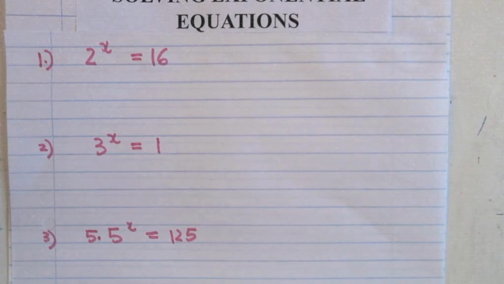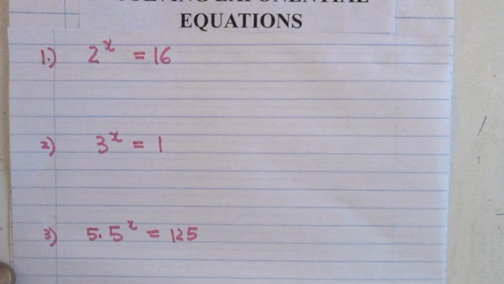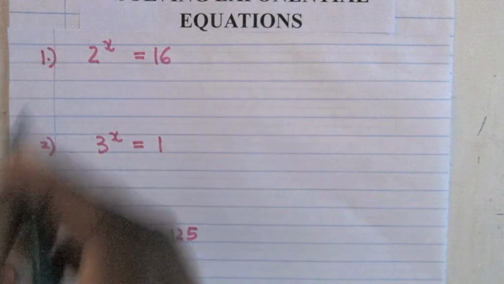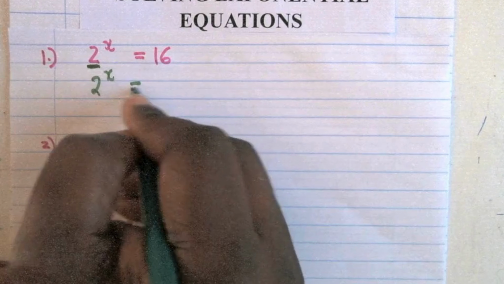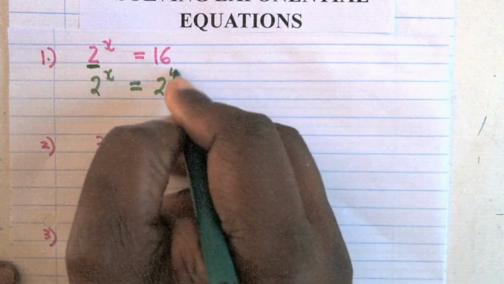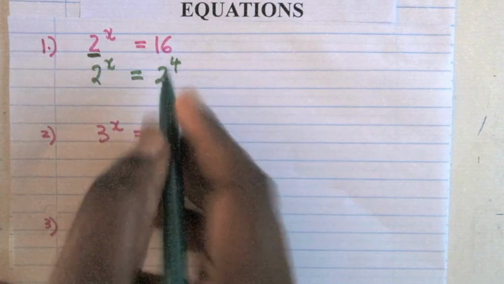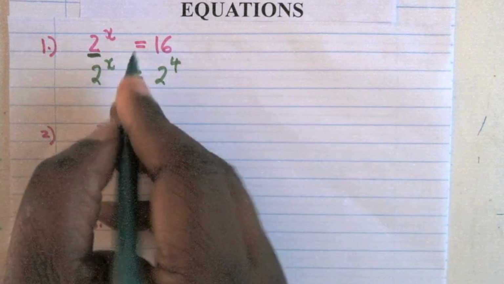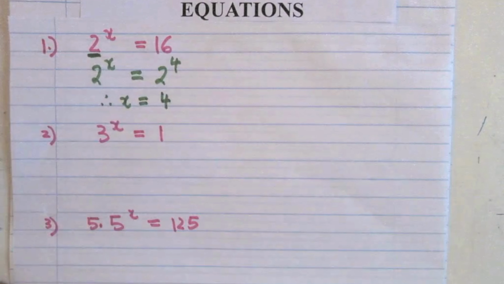In today's lesson, we are going to solve exponential equations. When we are solving exponential equations, we must ensure that the bases on both sides are the same. So my base here is 2, so I can write here 2 to the power of x is equal to 2 to the power of 4. I can always check with my calculator there. And when the bases are the same, then we can equate the exponents. Therefore, x is equal to 4.